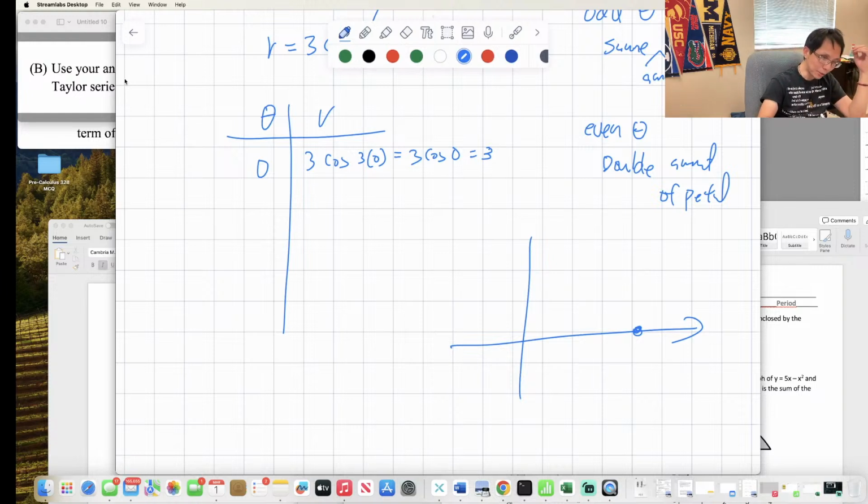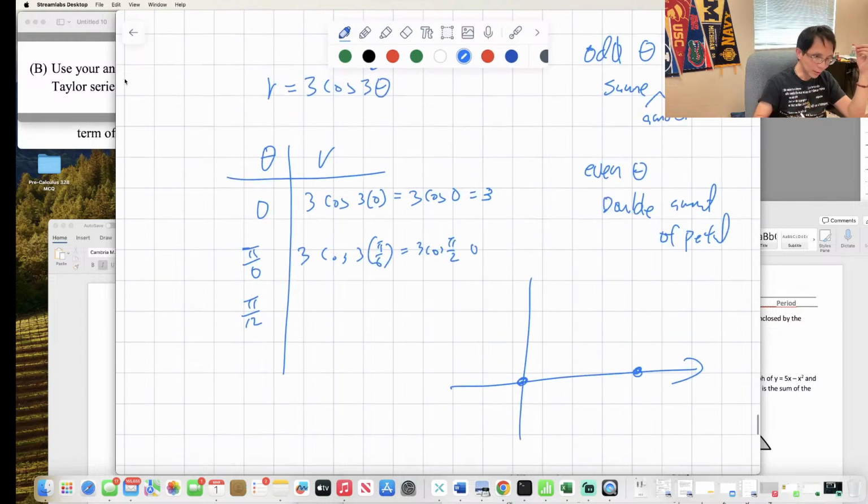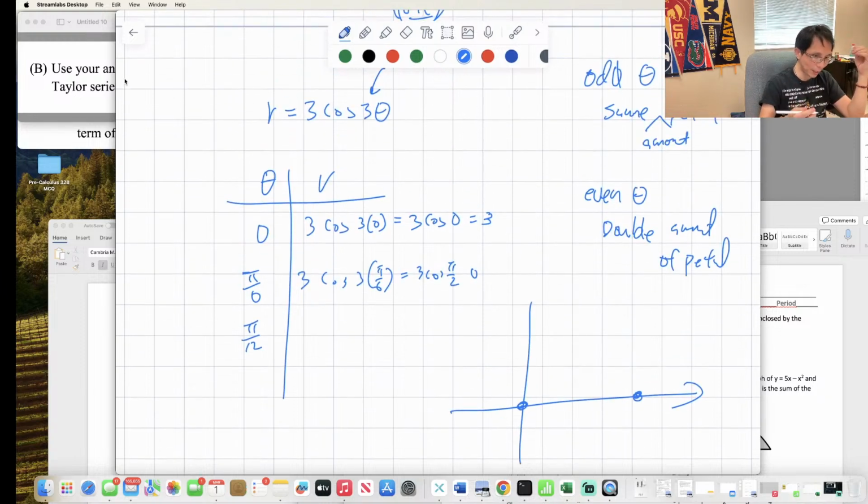Okay, so let's go with pi over 6. If you plug in pi over 6, it's going to be 3 cosine of 3 times pi over 6. So that'd be 3 cosine of pi over 2. What is 3 cosine of pi over 2? 0. So it's going to be 0 here. So what happened in between? Well, I can just try something like, say, pi over 12. What happens with 3 cosine of pi over 12?